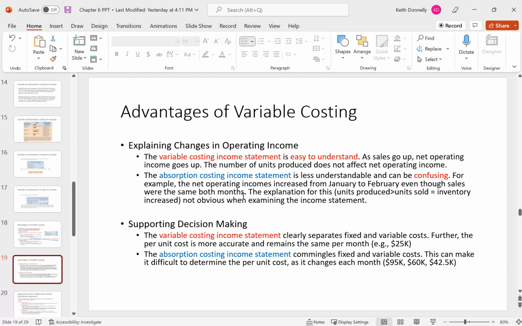Because of all of these reasons, variable costing income statements are going to be better suited for decision-making purposes. We can use it for cost volume profit. It breaks things out and shows us clearly. Absorption costing is helpful too, and we use it for GAAP, but it's not as good as variable costing for decisions.